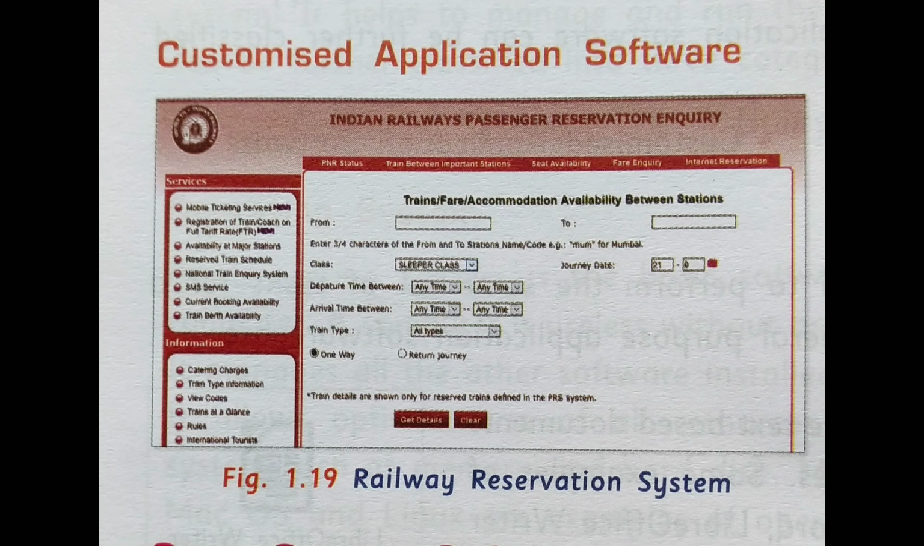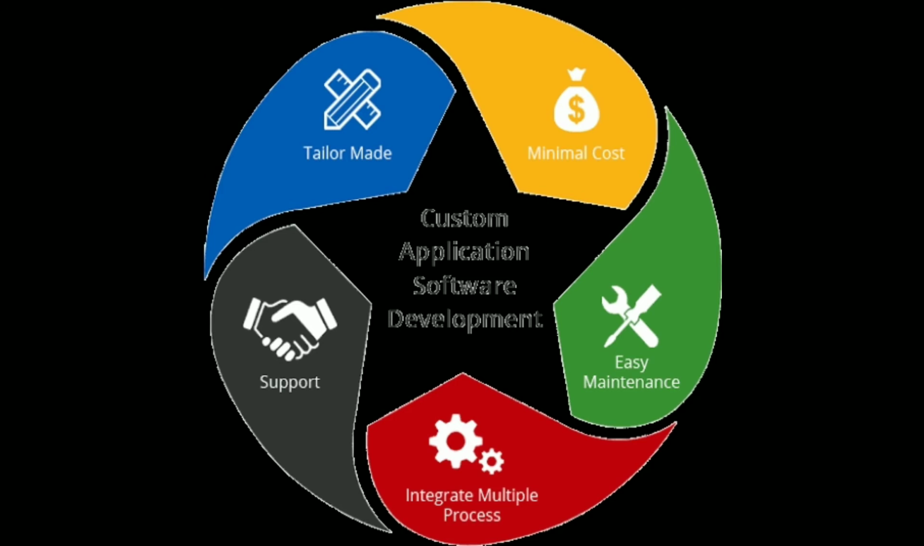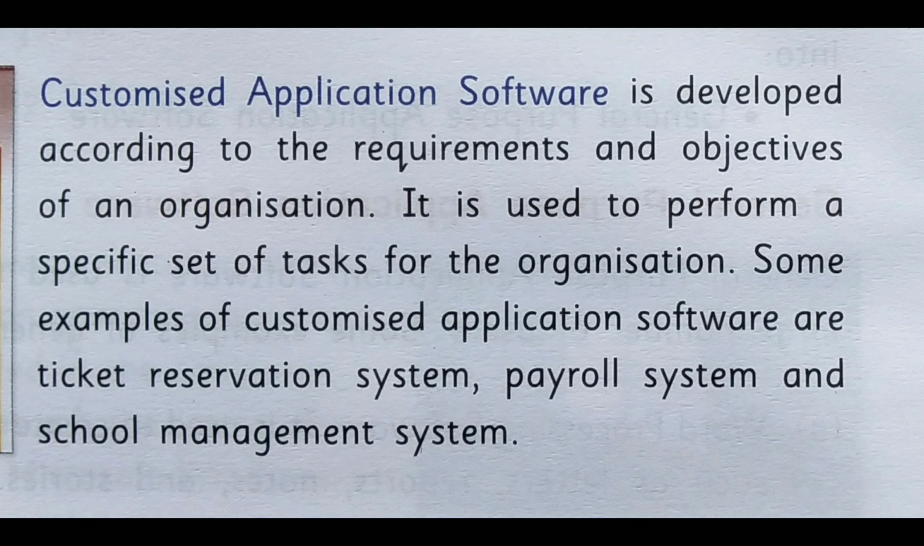So the next one is customized application software. Customized application software is developed according to the requirements and objectives of an organization. It is used to perform a specific set of tasks for the organization. Some examples of customized application software are ticket reservation system, payroll system, and school management system.